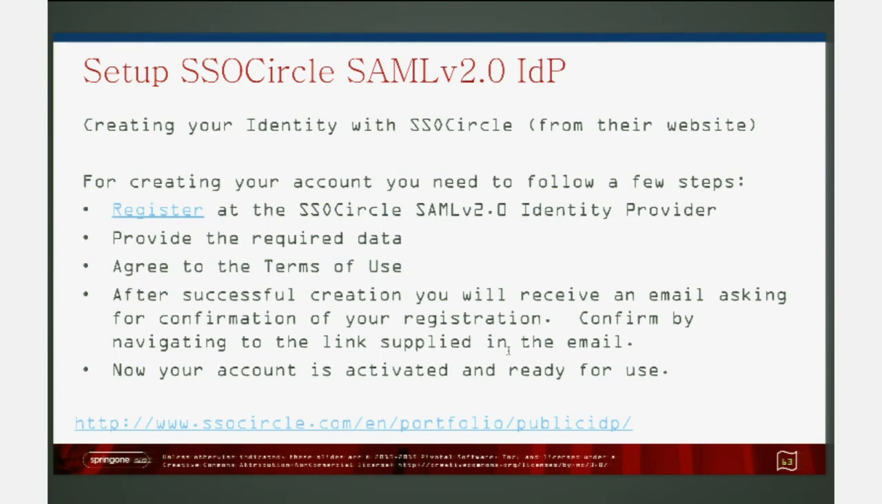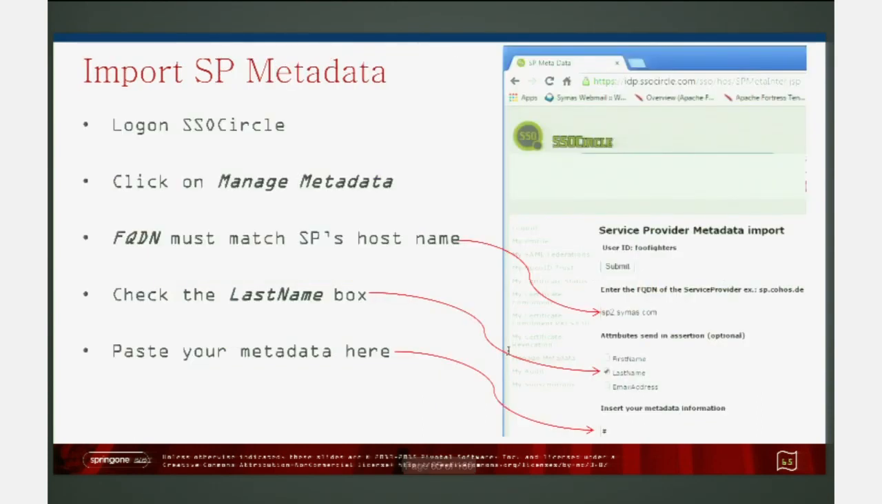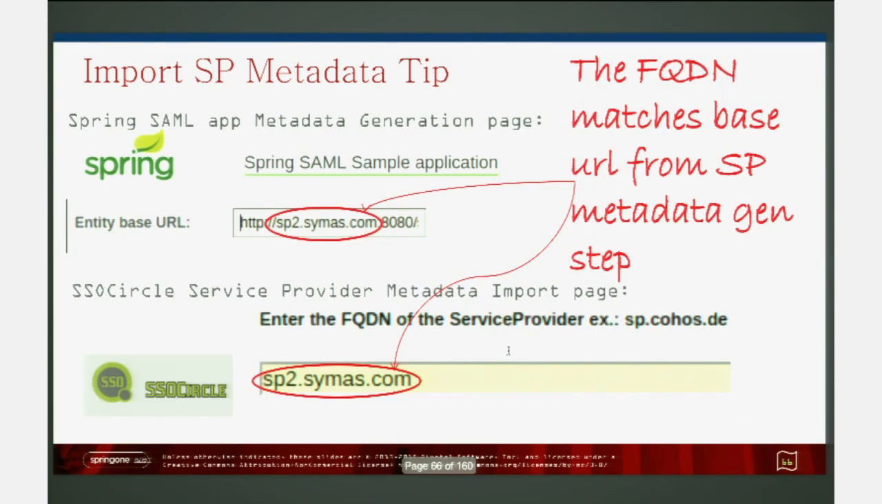So for this particular talk, we're just using a well-known public IDP called SSO Circle, and it is basically SAML as a service. In order to do this tutorial, you'll just set up an account with them, and it's really easy to do. And then once you've got that account set up, we're going to import the service provider metadata that we did in step 1 into a form on that global IDP. That's really easy to do.